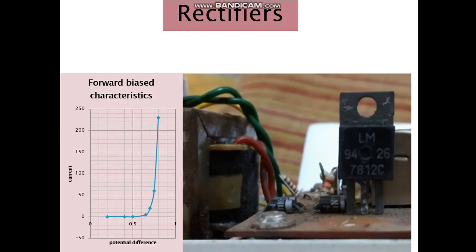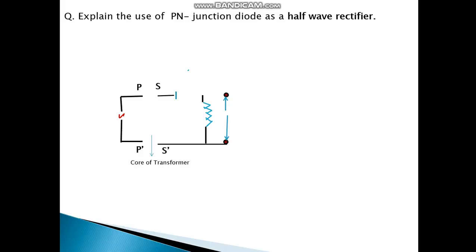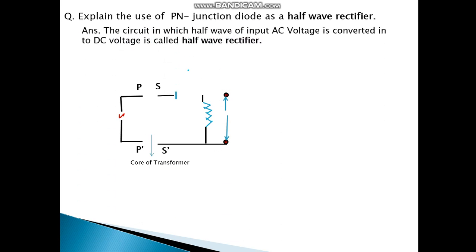Rectifiers work in the forward bias mode of a PN junction diode. Rectifiers convert AC current to DC current. Now let us see how it is used as a half-wave rectifier. The circuit in which half-wave of an input AC voltage is converted into DC voltage is called a half-wave rectifier.